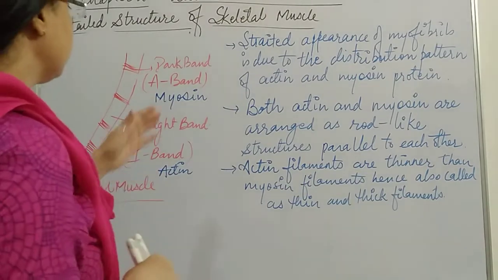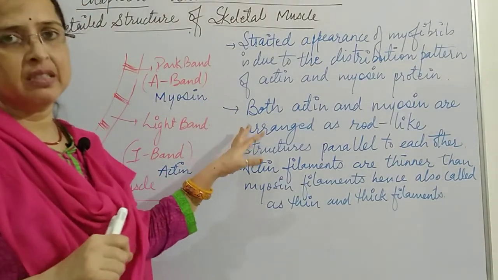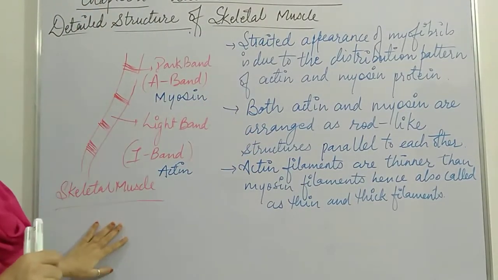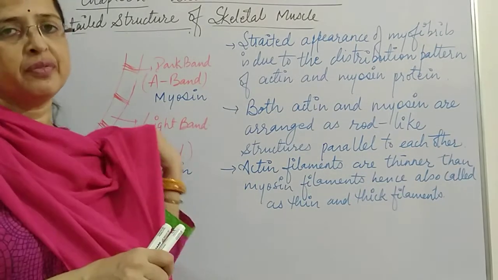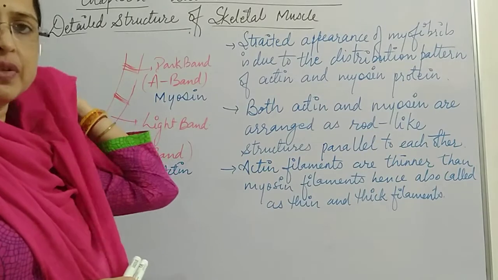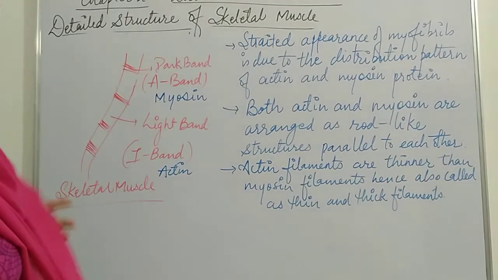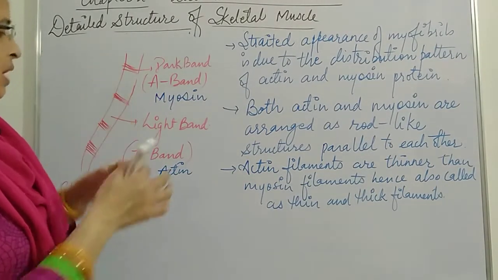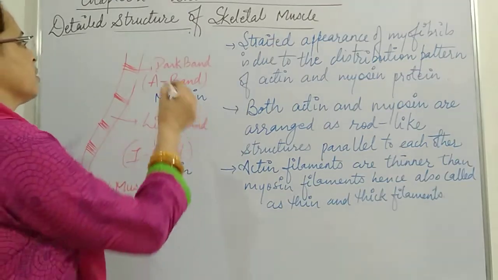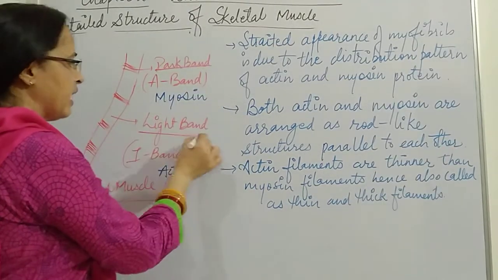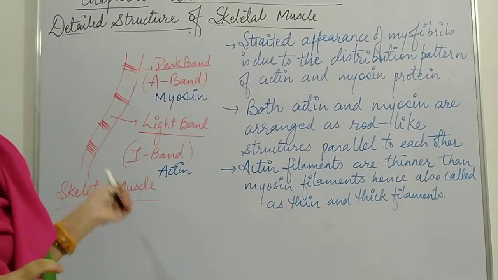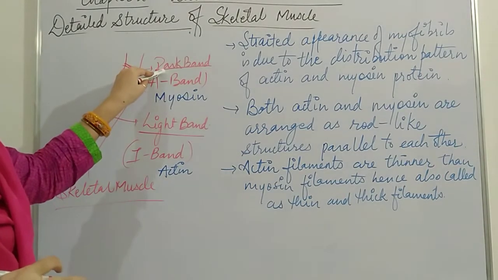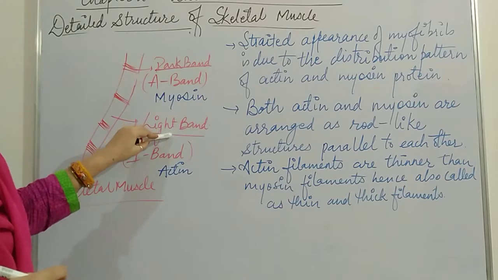Now here you can see the diagram of a muscle. This is a diagram of skeletal muscle. We have already seen this diagram in the differences which we discussed in the previous video. Here I told you about the dark band and the light band. That means striations are there on the skeletal muscle, called the dark band and light band.